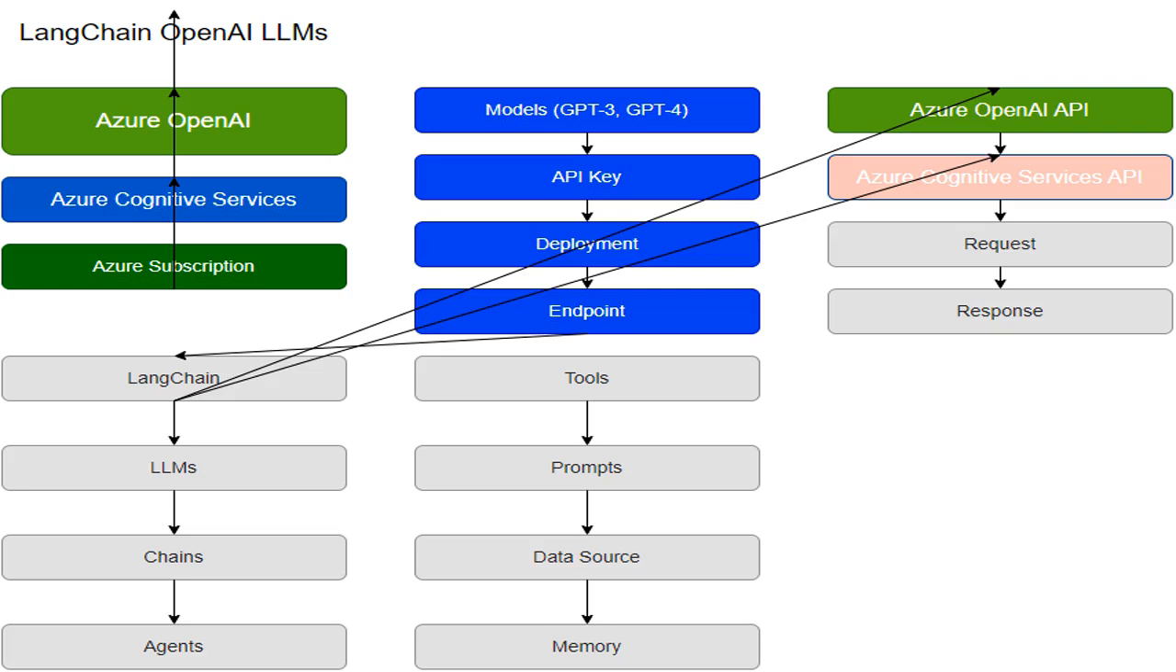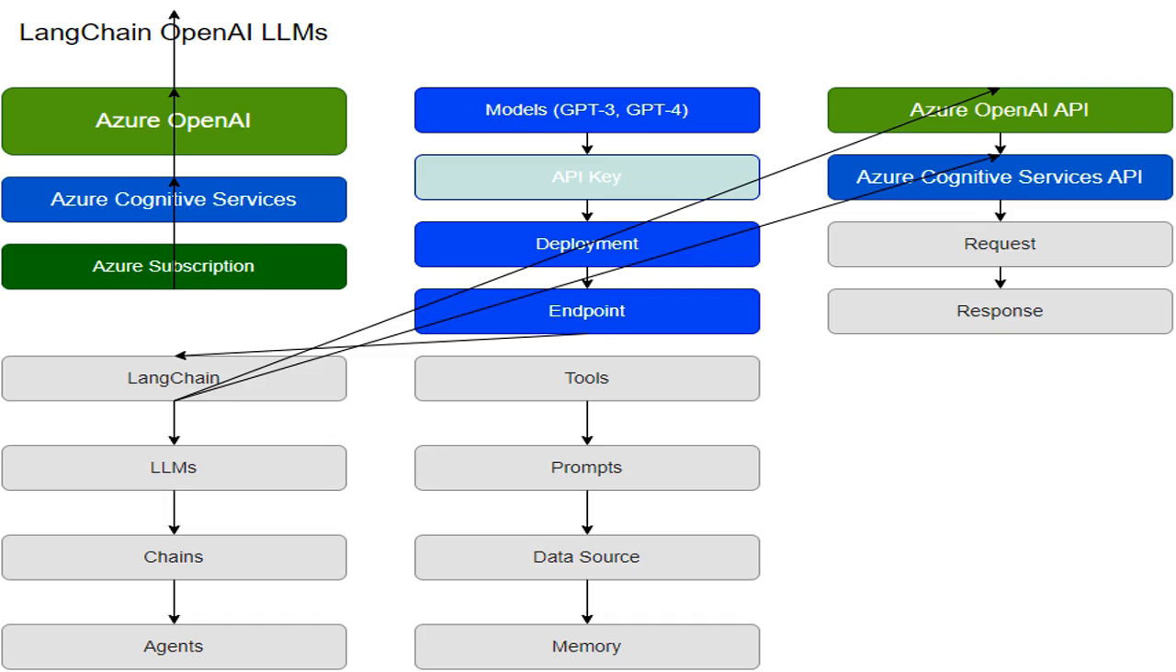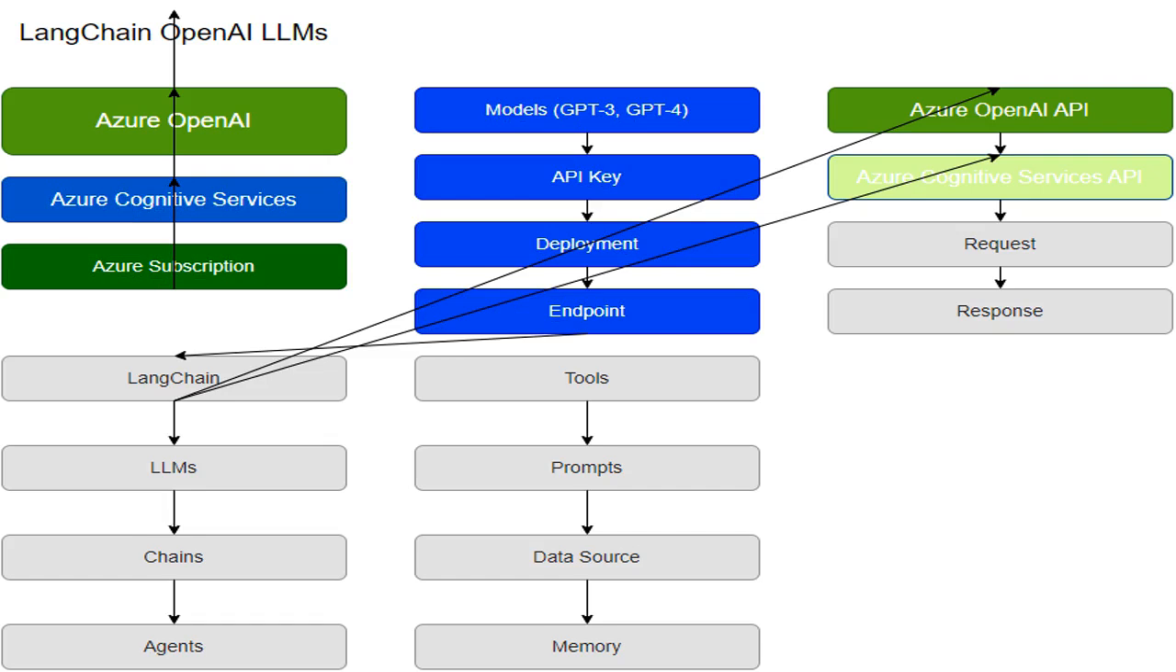The Azure Cognitive Services API is the interface for accessing AI capabilities provided by Azure Cognitive Services. LangChain connects to the Azure Cognitive Services API. Azure Cognitive Services provides the API. An API key is used to secure access to the Azure OpenAI API and the Azure Cognitive Services API. An API key is required for accessing the Azure OpenAI API, and an API key is required for accessing the Azure Cognitive Services API.